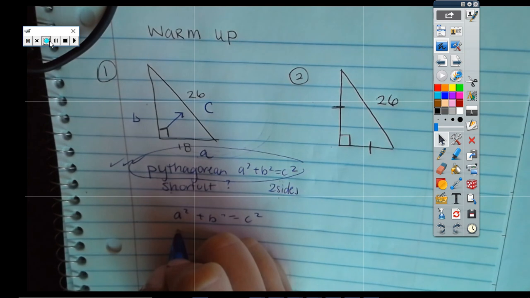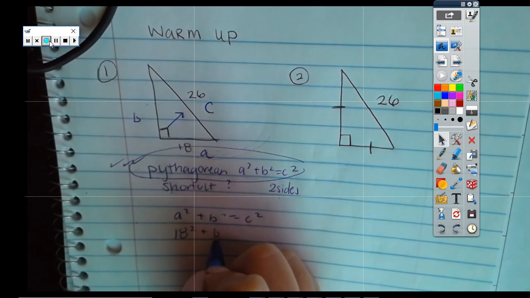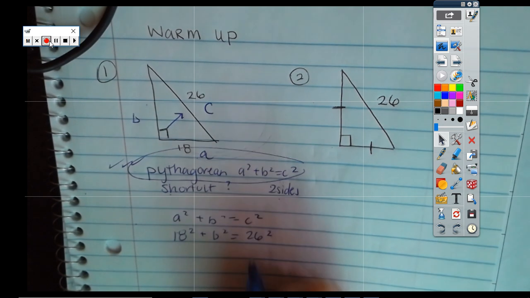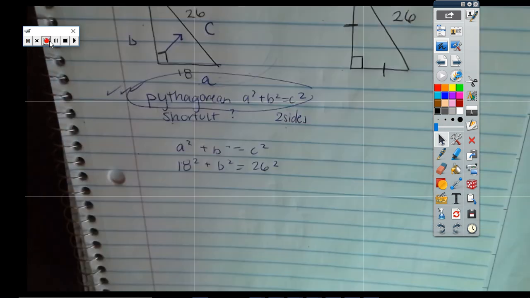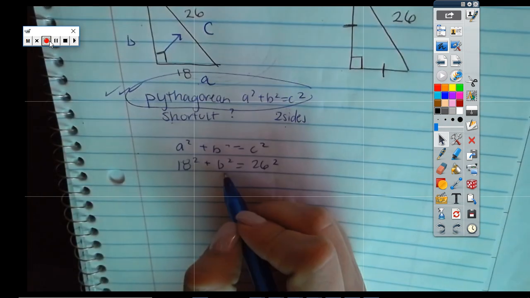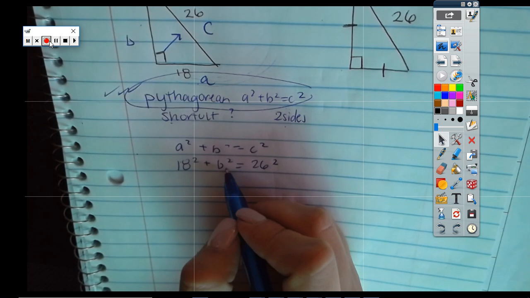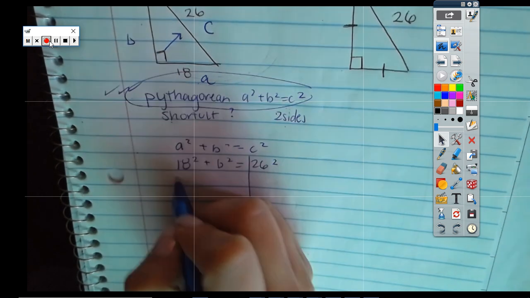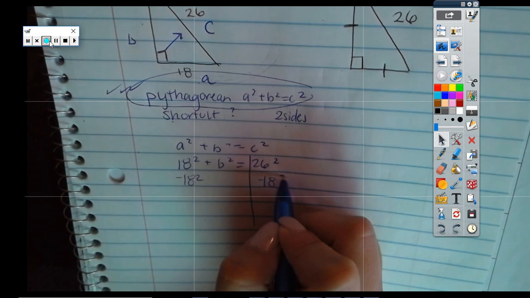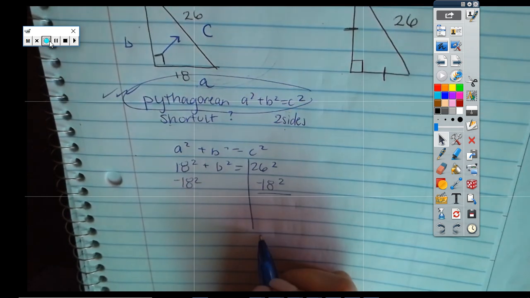A, I don't know. No, A is 18 squared. B, I don't know. So on this one, would I be adding or would I be subtracting to get the B? Jason, what'd you do? Subtracting. Perfect. Minus 18 squared. What did you get when you put this in the calculator, Emilio?